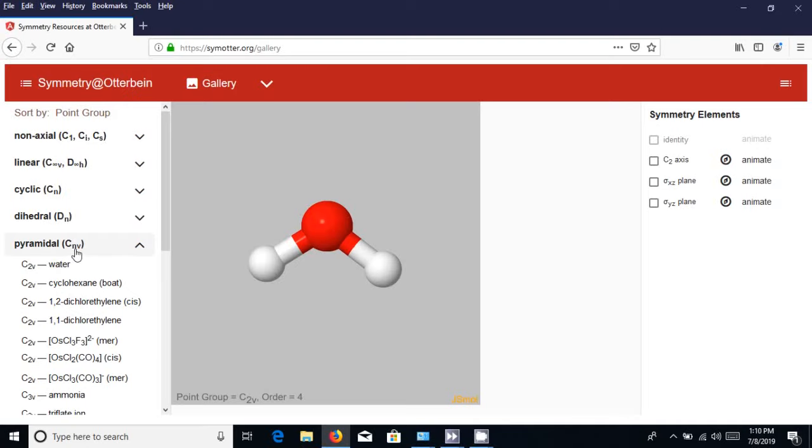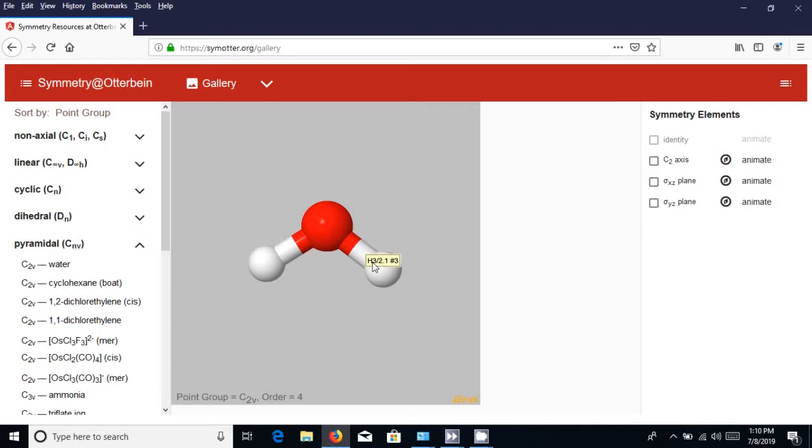Cursor is here on the CnV point group. And first example, I am taking your water example. You can see this is your oxygen, and this is an oxygen hydrogen bond. This is another oxygen hydrogen bond, and I have to identify the point group for this. I know water has a V-shaped structure.